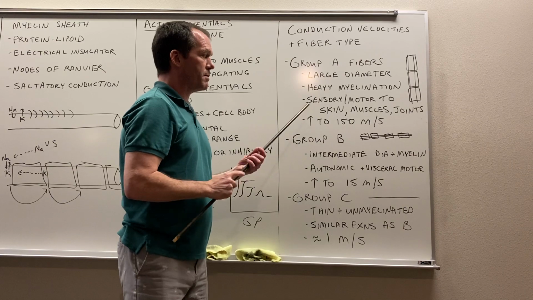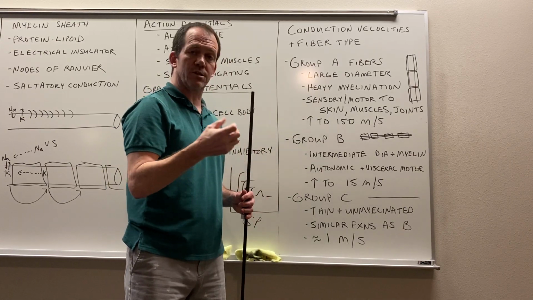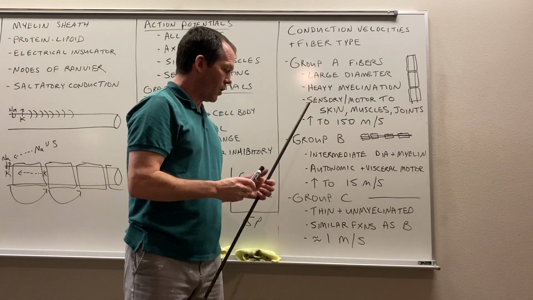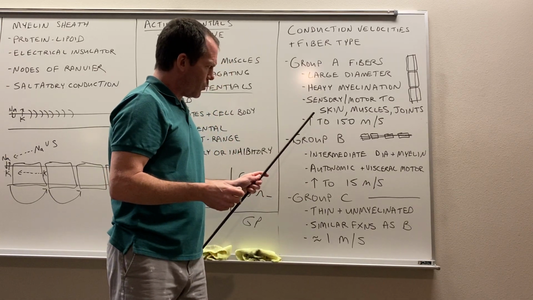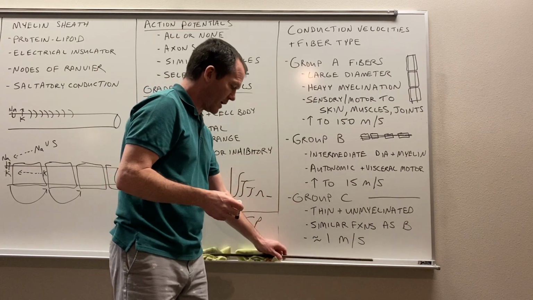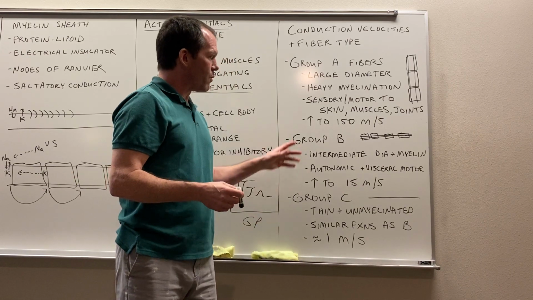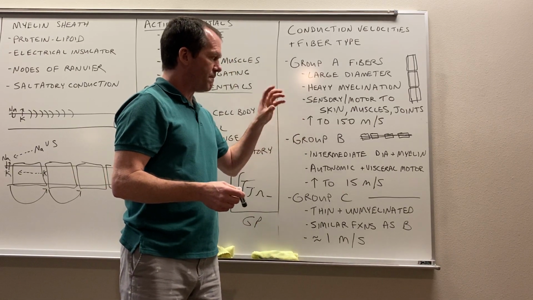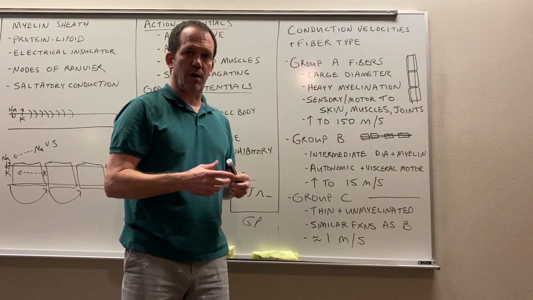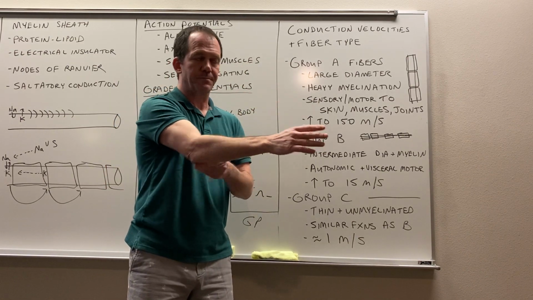Their functions or their purposes are sensory and motor to your skin, muscles, and your joints, right? And then the impulse speeds are really great. This is up to 150 meters per second. I'll give you some perspective on that here in a second. But we want big, fast fibers going to our skin and our muscles and to our articulations.